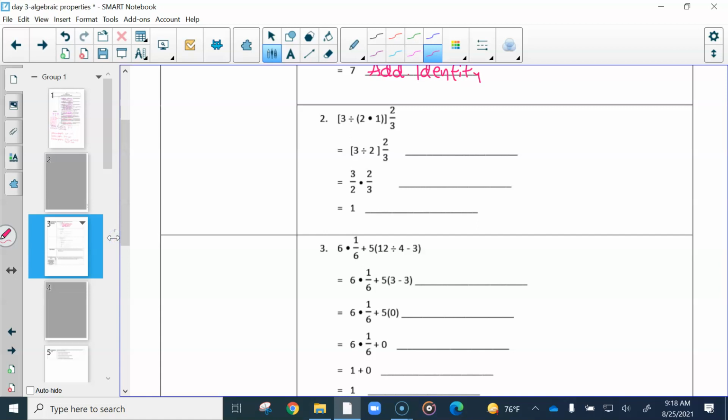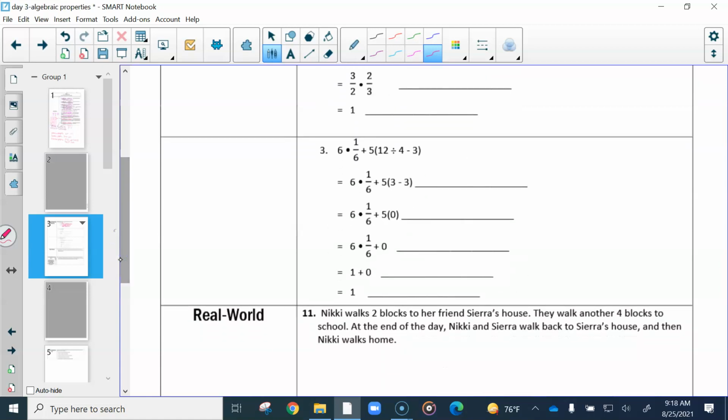We're going to skip number 2 because I'm going to let you guys try that. We're going to go to number 3. There's a lot of stuff going on in number 3. So let's take it step by step. From this first line to this next line, what changed? All right, Priscilla. You change the 3. What property would that be? Felix. Substitution. Something we know.